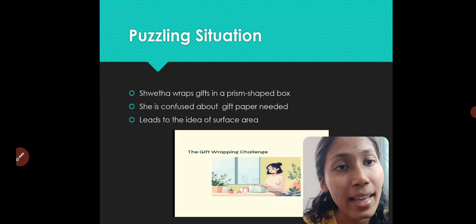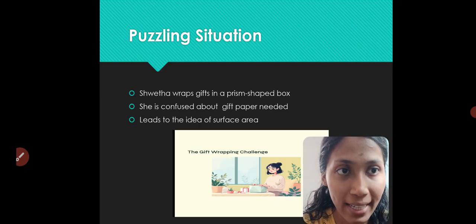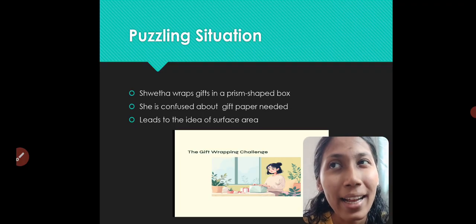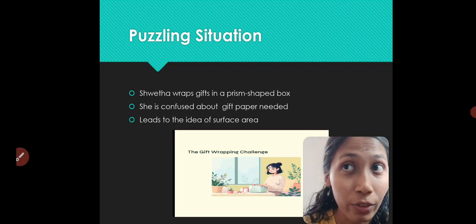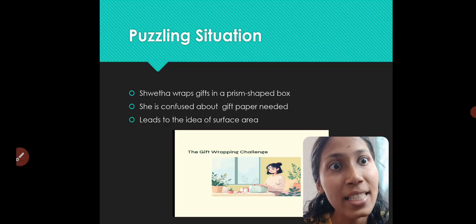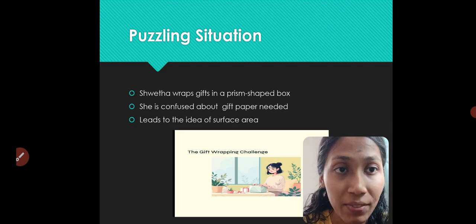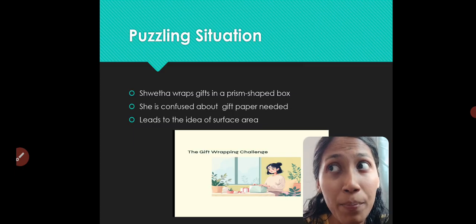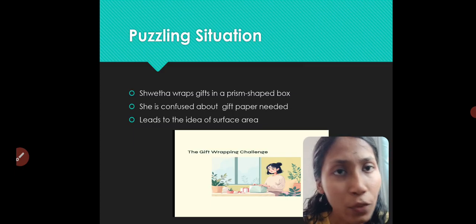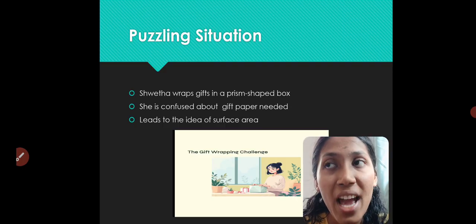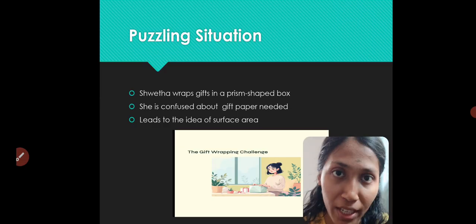As you can see in the slide, there was a girl named Shweta. It's Christmas time and she was planning to give gifts to her friends. For this, she bought some gifts placed in small rectangular boxes, as we can see in this picture. Now she wants to wrap them with some gift paper, but she has no idea how much paper she needs.